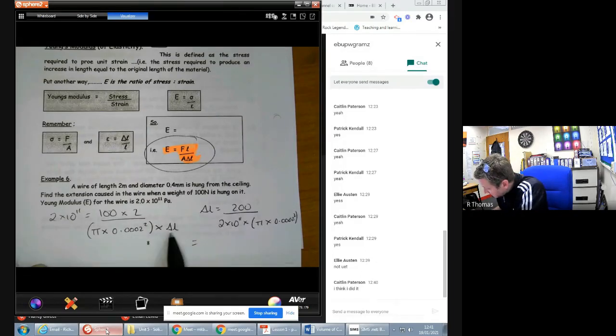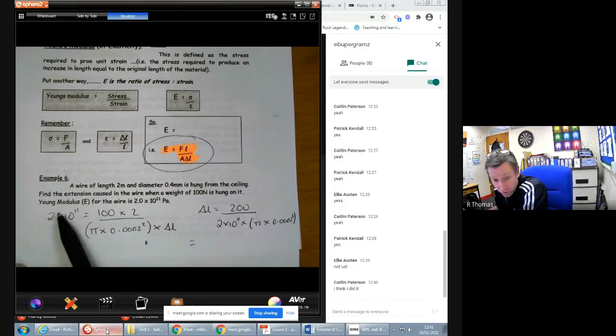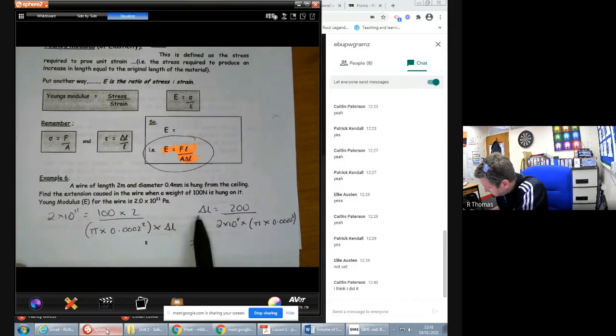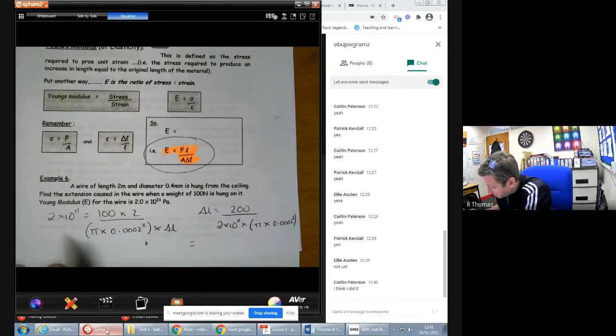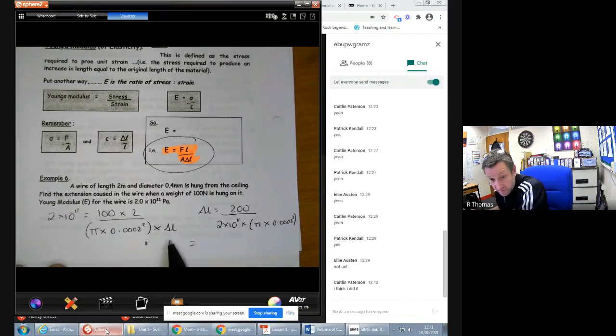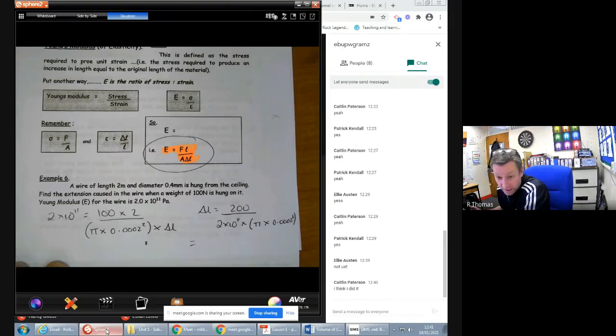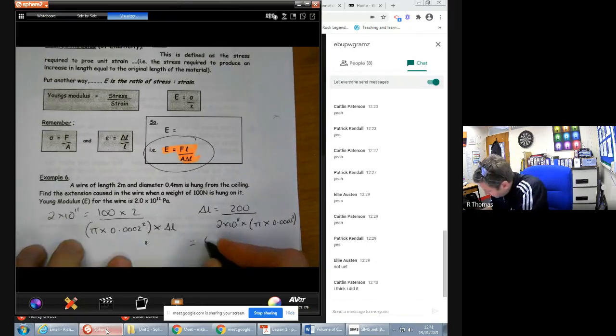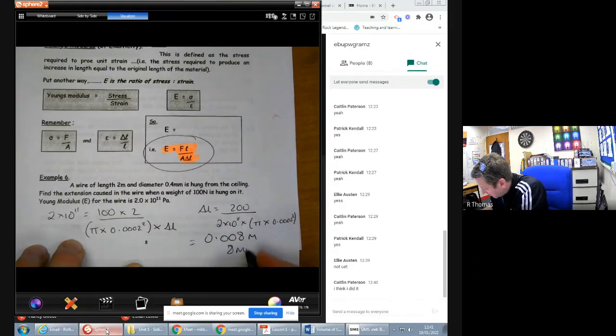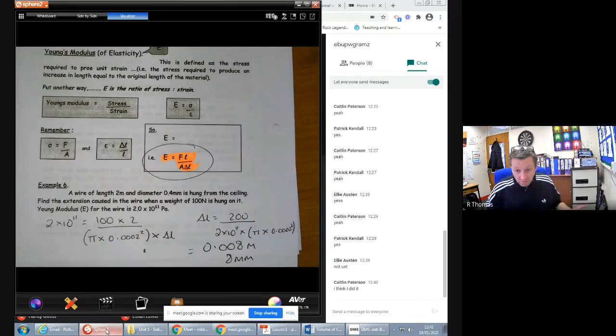So what I've done, I brought the delta L over here, upstairs. And this 2 times 10 to the 11 comes over here, downstairs. Right? The divide goes up with the times goes down as the divide. 100 times 2 is 200. Chuck it all in the calculator and press some buttons. And I've got 0.008 meters, which is 8 millimeters, which sits quite well.